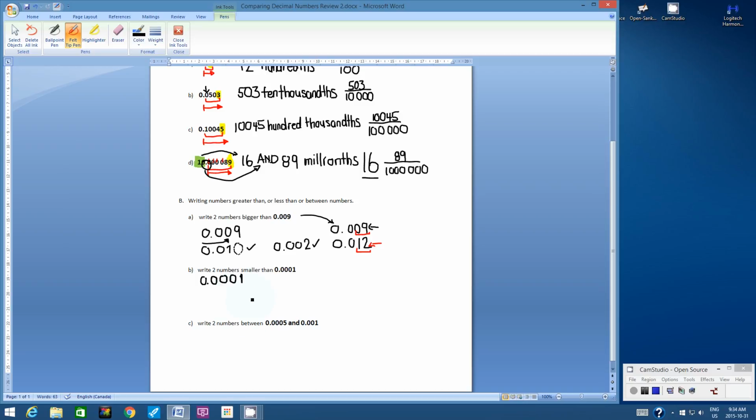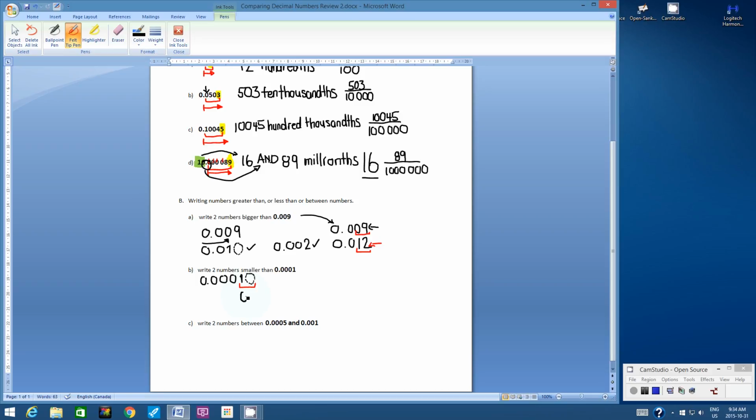Okay. Now, the key to these questions is to always remember that after the last digit in a decimal, there can be an infinite number of zeros placed after it. So I'm just going to place 1 0 after the 1. So if I look at the last two digits here, I need to think in my head, okay, so what's a number smaller than 10? Well, a number smaller than 10 would be 9.